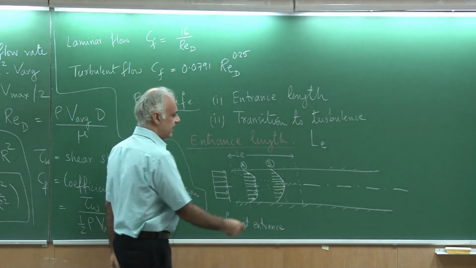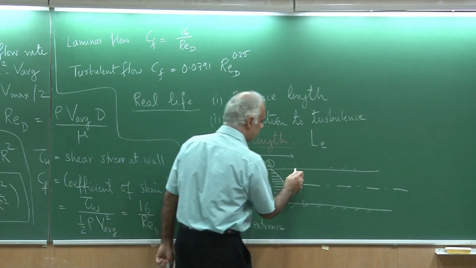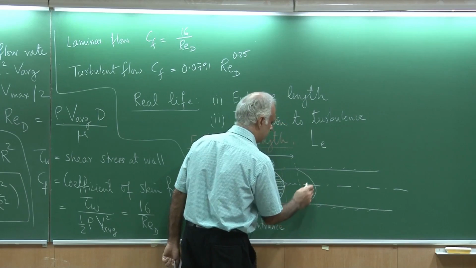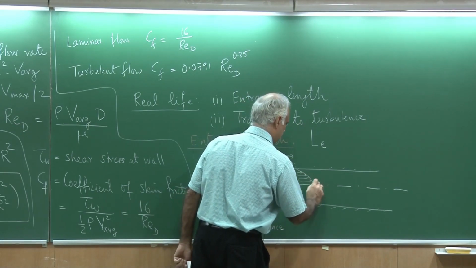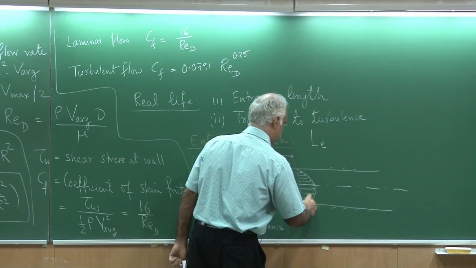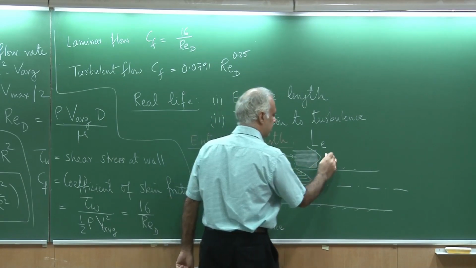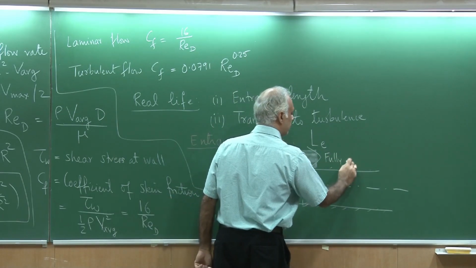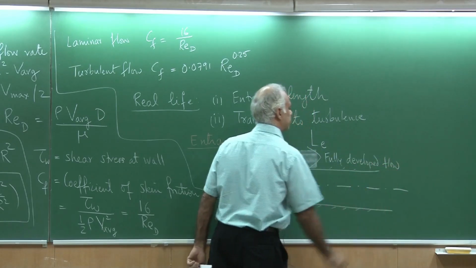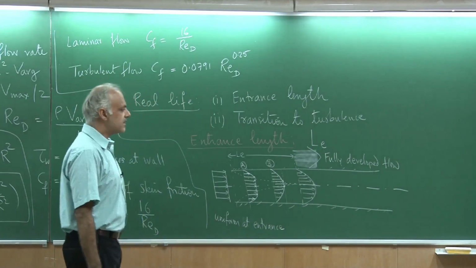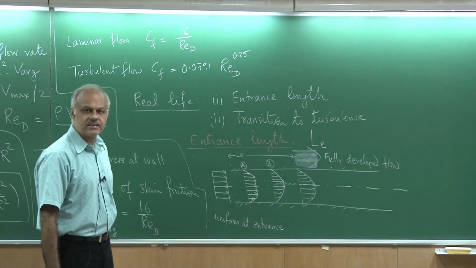And finally, at the end of the entrance zone, I would get a perfectly parabolic profile. So this here is the fully developed flow. Now the relevant question is, how long is this length, the entrance length?